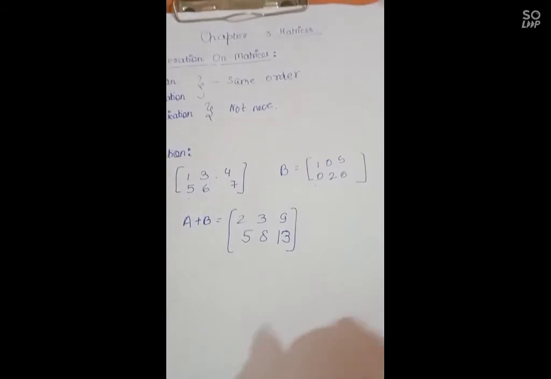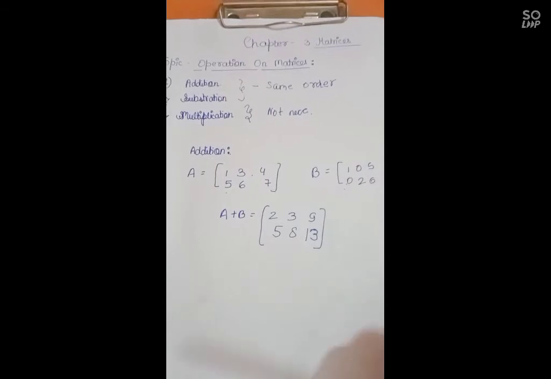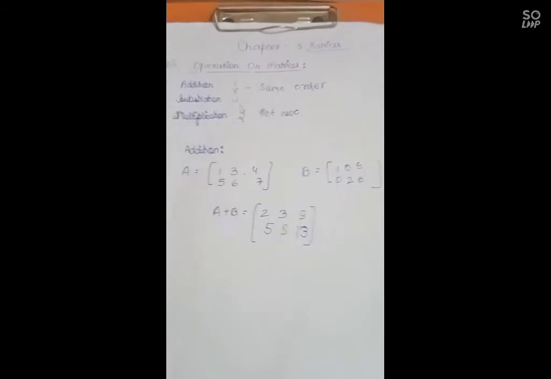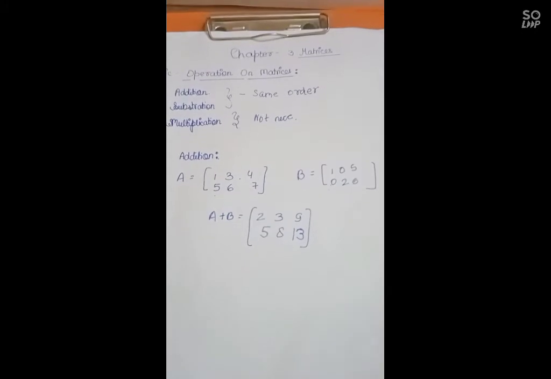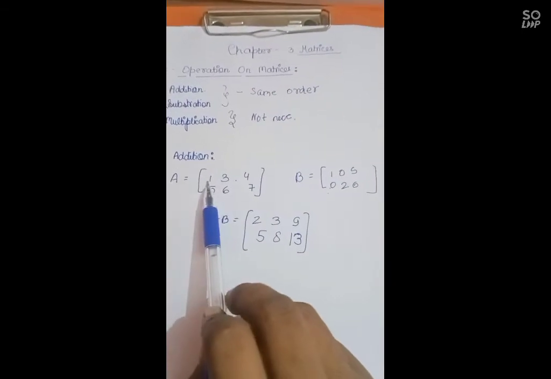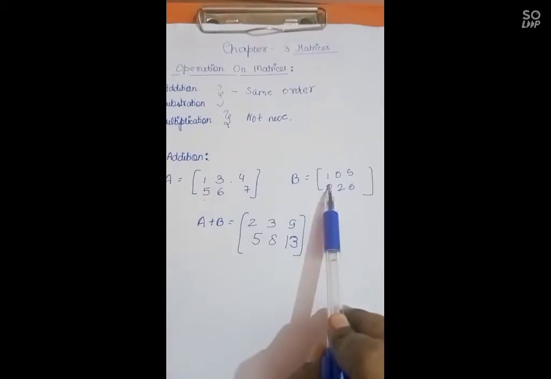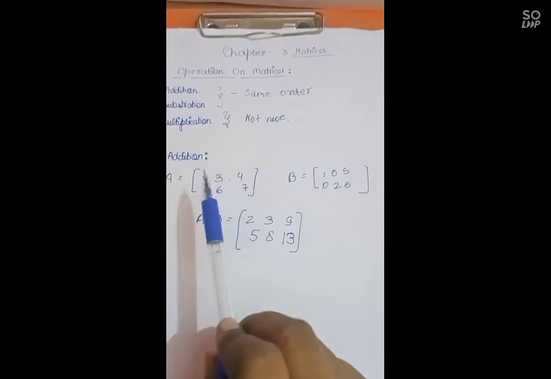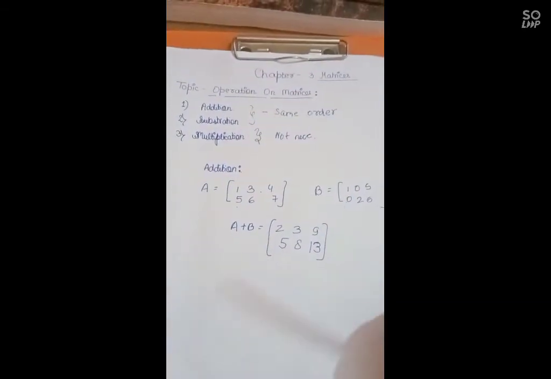So now we know that in addition we have to add the corresponding elements of the given matrices to find the addition of those two matrices. If we have any problem in finding the corresponding element, take an example: the first element like A11 should be added to the A11 of the other matrix, and A12 should be added to A12 of the other matrix. So this is how we do addition.